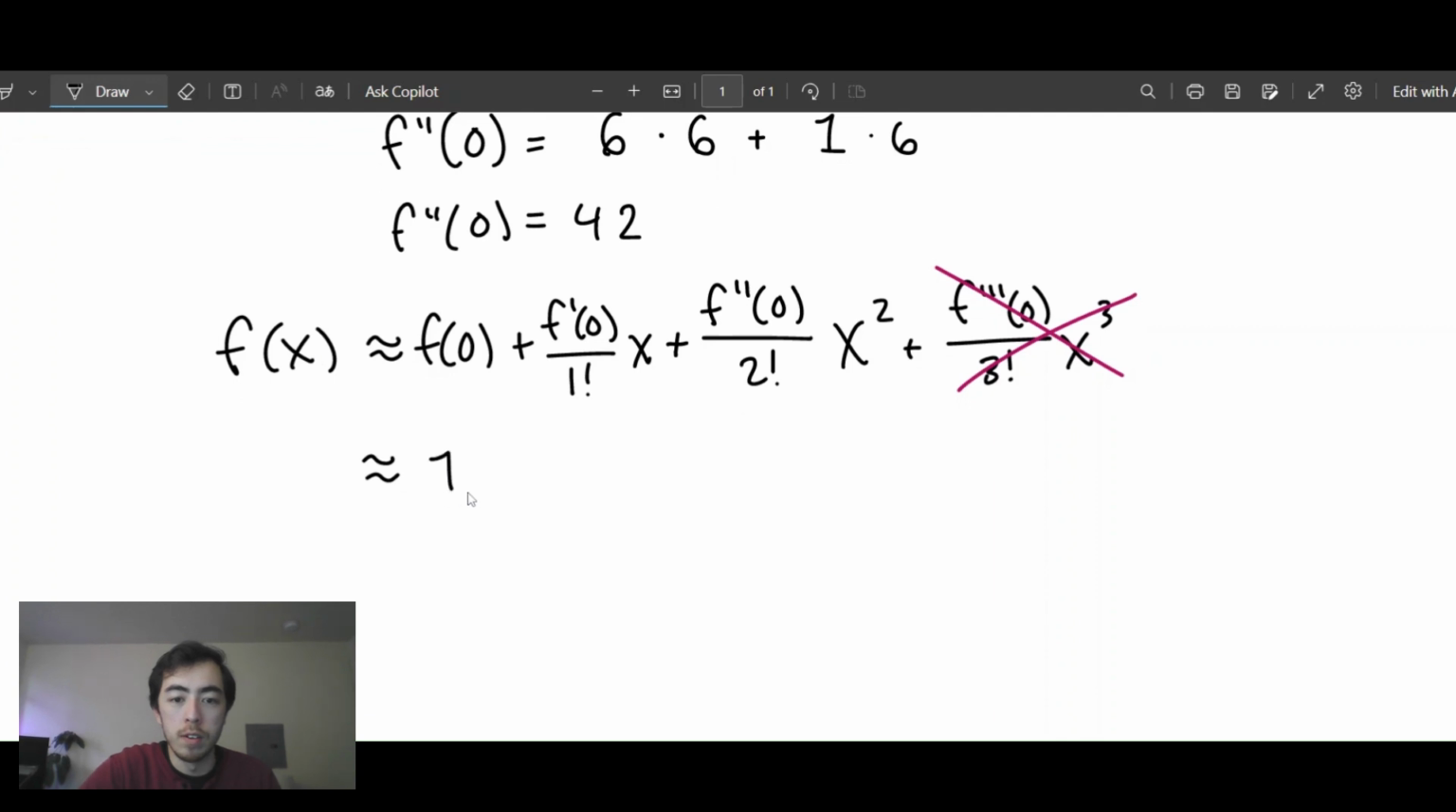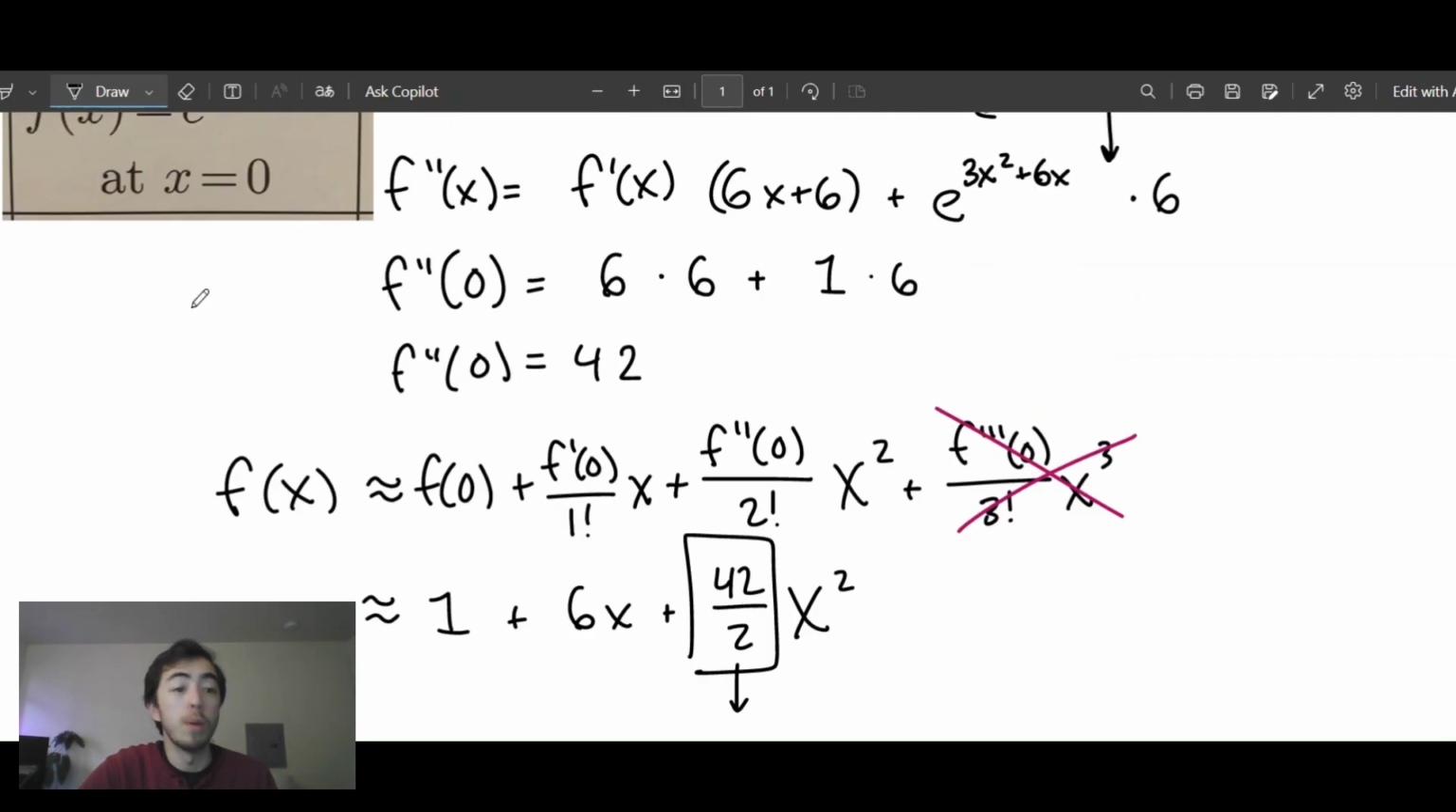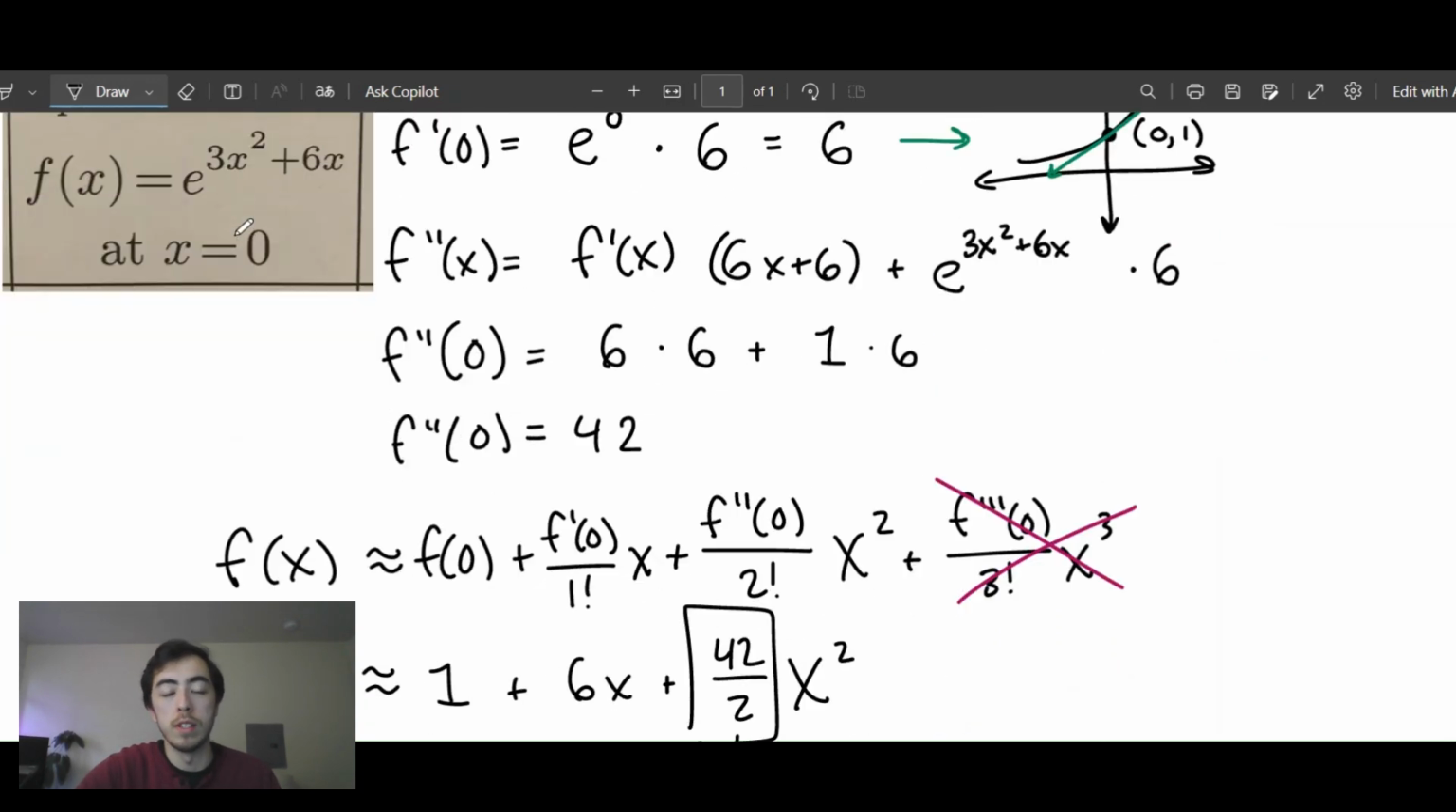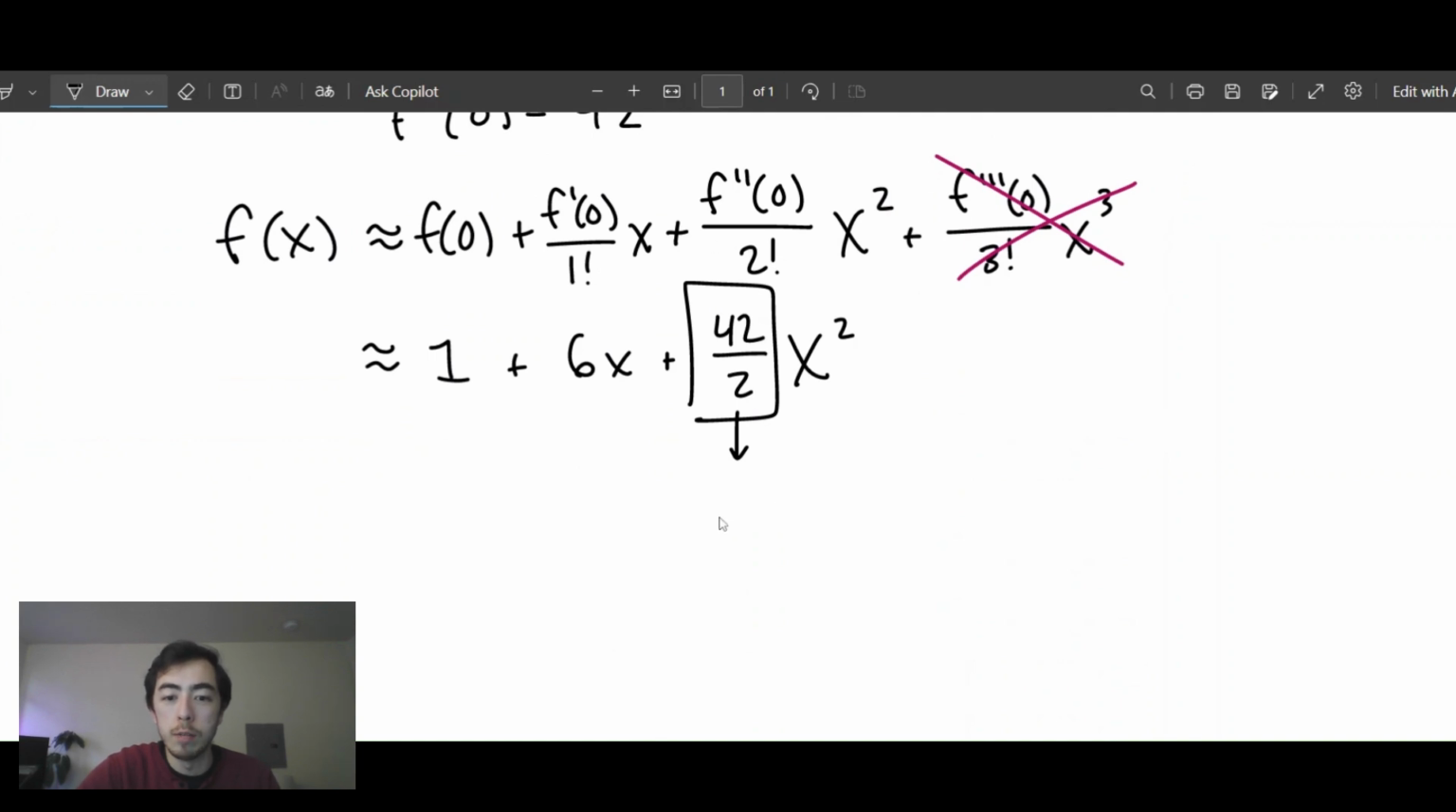Here's the 1. Here's a plus 6x. Again, it's 6 over 1 factorial, but 1 factorial is just 1. And then finally, we get the plus 42 over 2 factorial. That's just 2 times 1, or 2, times x squared. And this is the number that we're trying to find. This is the coefficient of the x squared term in the Taylor polynomial, and that is going to be 21. So we're all done. That is how you can find the answer for today.